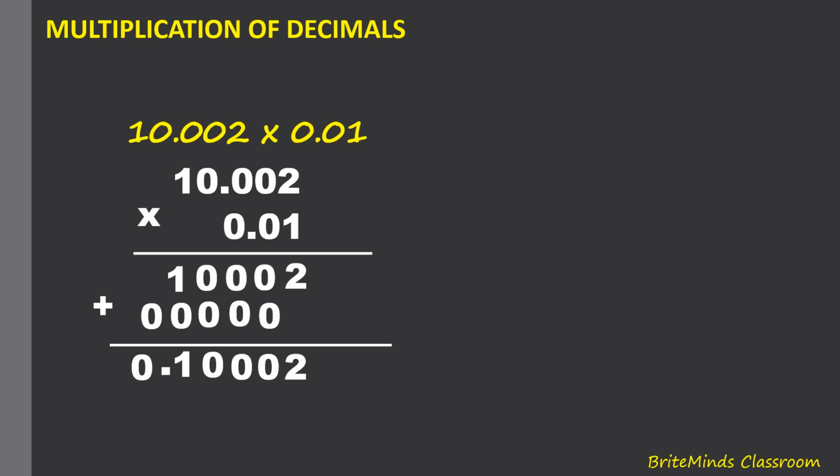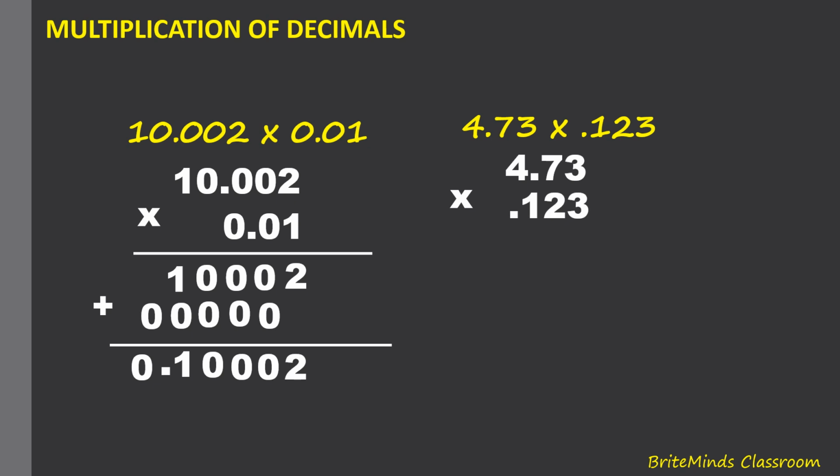Let me give you another example, guys. 4.73 times 0.123. So the first thing we need to do is to rewrite this multiplication problem in vertical form. 4.73 times 0.123. Then don't forget to place the equal sign. And then we will multiply the numbers as if they were whole numbers.